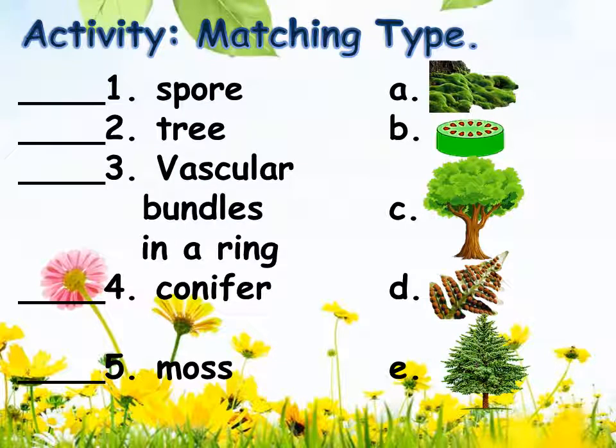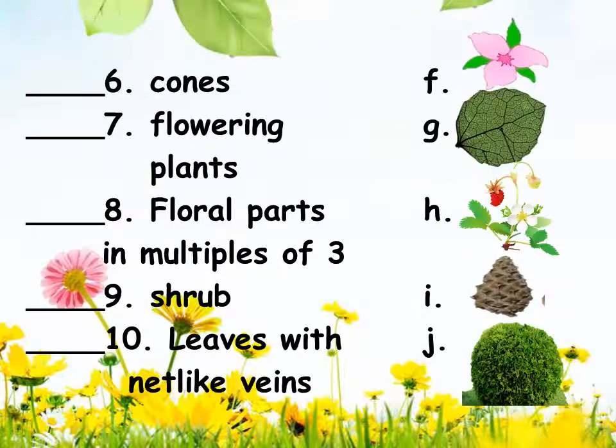Activity, matching type. So we have 10 items. Just refer to the pictures in column B. Number 1, spore. Number 2, tree. Number 3, vascular bundles in a ring. Number 4, conifer. Number 5, moss. Number 6, cones. Number 7, flowering plants. Number 8, floral parts in multiples of 3. Number 9, shrub. Number 10, leaves with net-like veins.